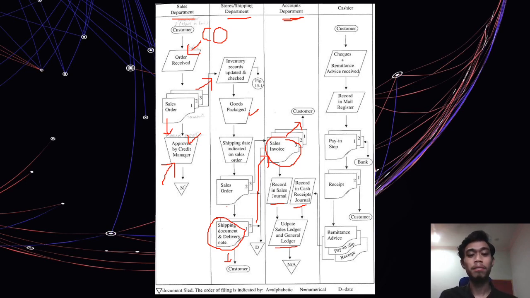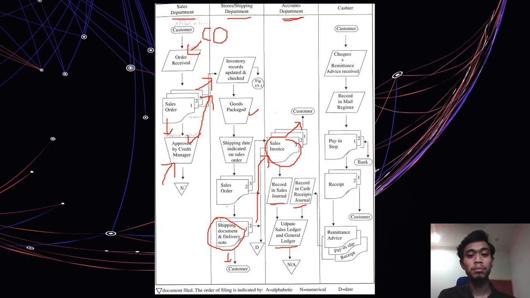So when the sale order is approved by the credit manager, it will proceed to the next department, which is the shipping department. For what? For inventory record and check. It means to see how much the customer ordered and whether the goods are available or not.